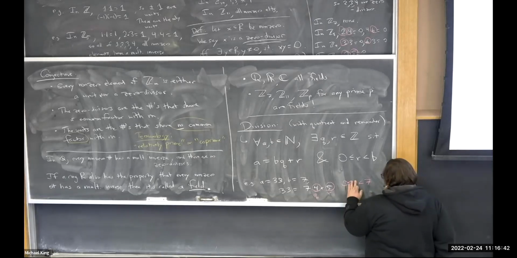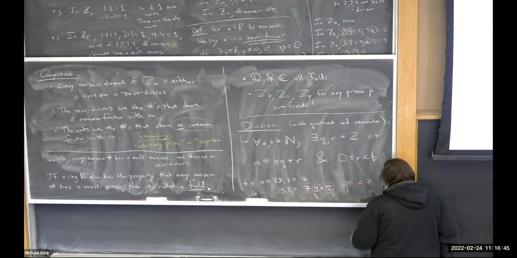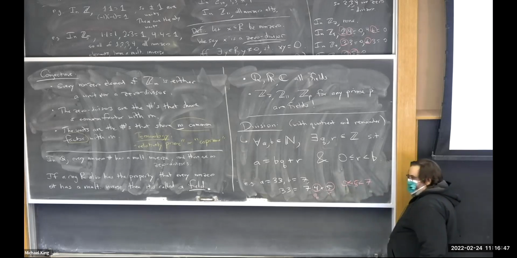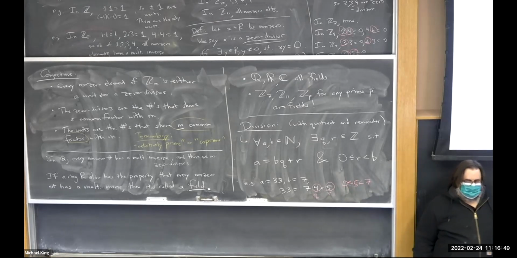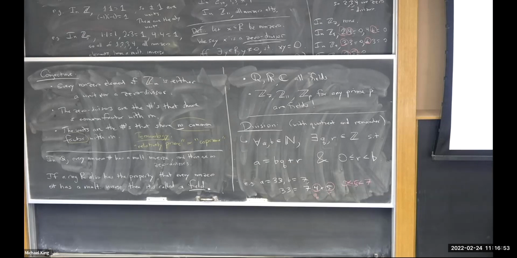I guess I could put 5 here. Looks kind of silly. Yes, 0 is less than or equal to 5. But I'm just illustrating the statement, right? So that's the statement of division. The real question is how you would prove it.